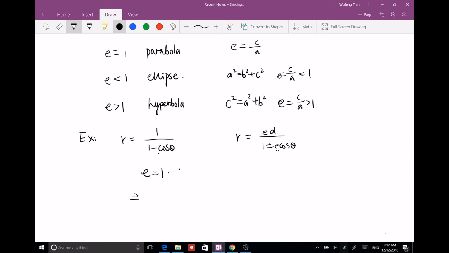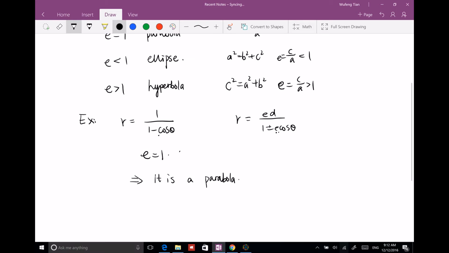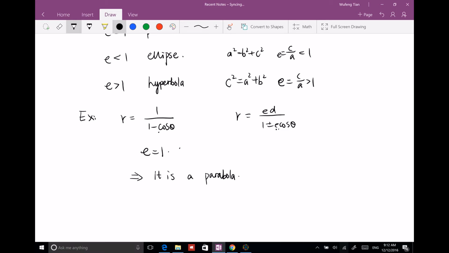So it is a parabola. Now if it is a parabola, we check d: e equals 1, and ed equals 1, so the distance d equals 1.